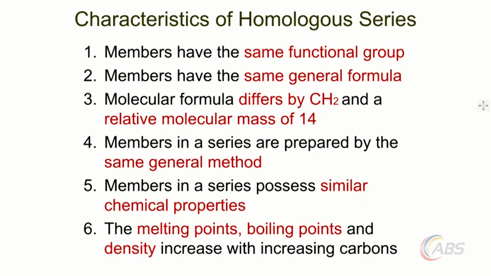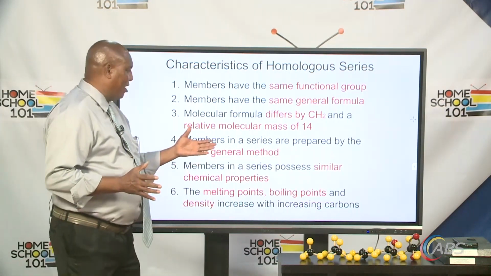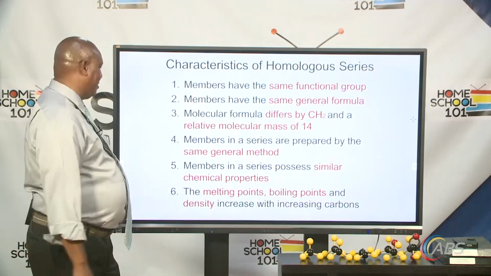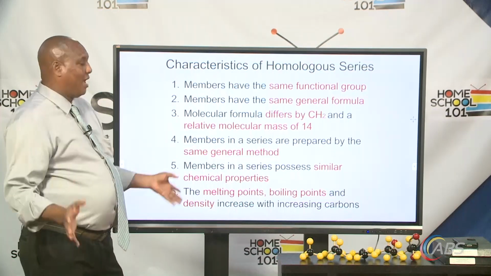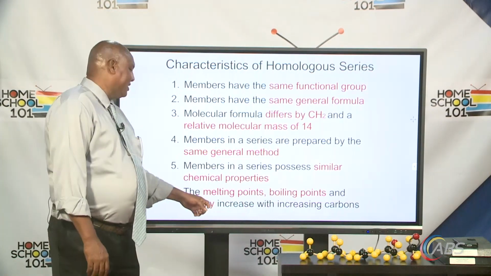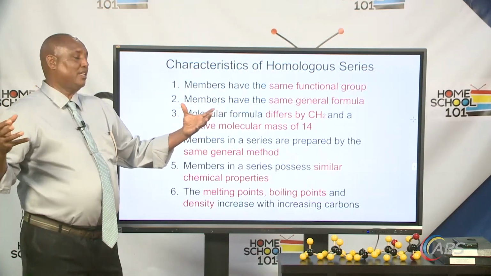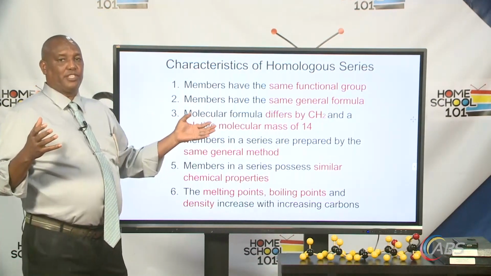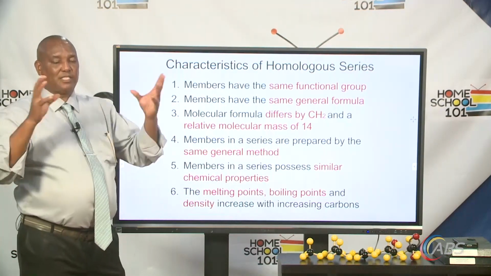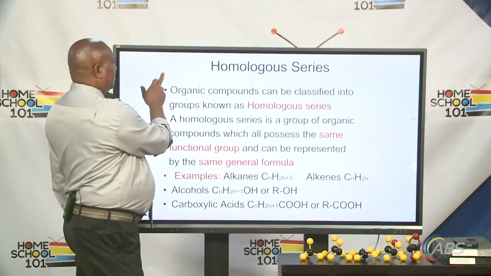Now, members in a series are prepared by the same general method. So all of those in the same family, the same homologous series, are prepared by the same general method. Members in the series possess similar chemical properties. You have to remember that. They all have the same similar chemical properties. The melting points, boiling points, and density increase with the increasing numbers of carbons. So the more carbons we have in the carbon-carbon chains in these homologous series, the higher is going to be the melting point, the boiling point, and the density. And that's because it takes more energy to break the molecules.